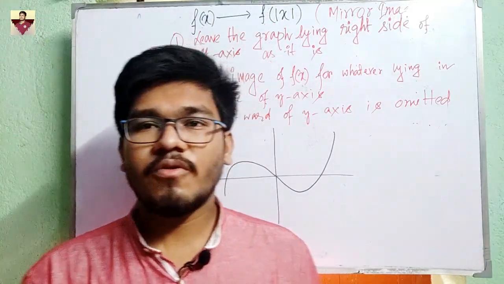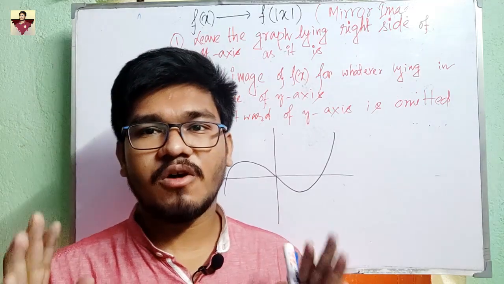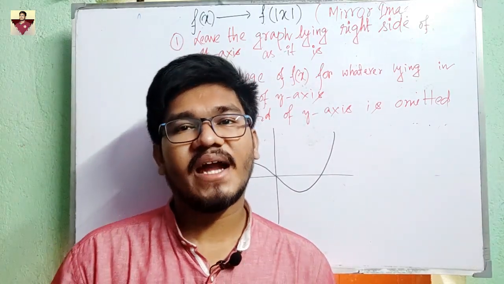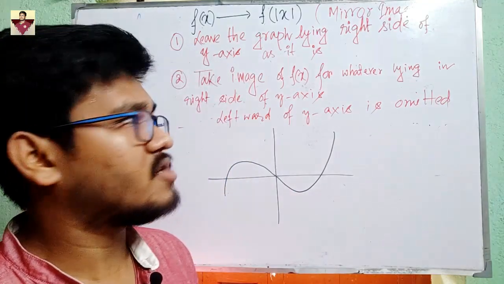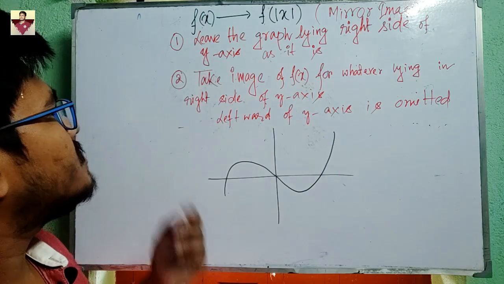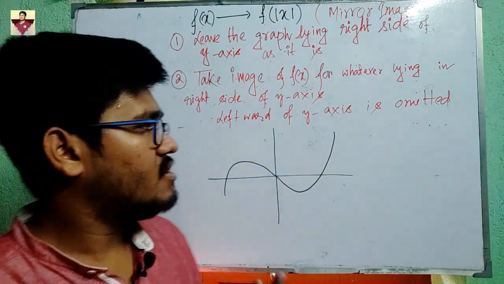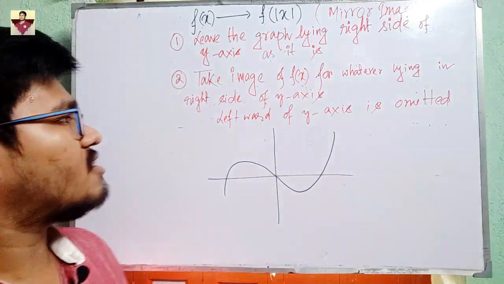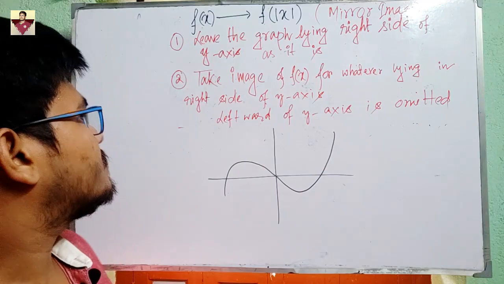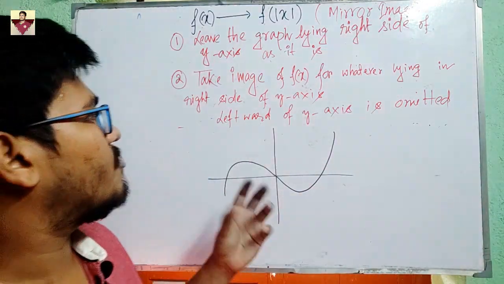Interesting, this part. So when your f(x) goes to f of mod of x, instead of the whole modulus of the function, you are taking the modulus only of those variables which it consists of. So it follows two rules. The first thing is, leave the graph on the right side of the y-axis as it is. Whatever is on the right side of the y-axis, you will leave all that part as it is, and take the image of f(x) for whatever is lying on the right side of the y-axis.